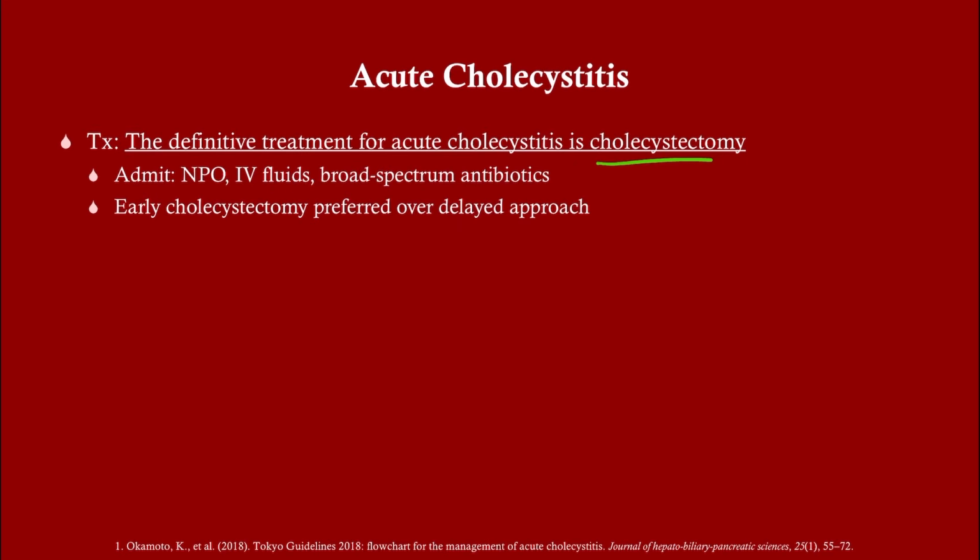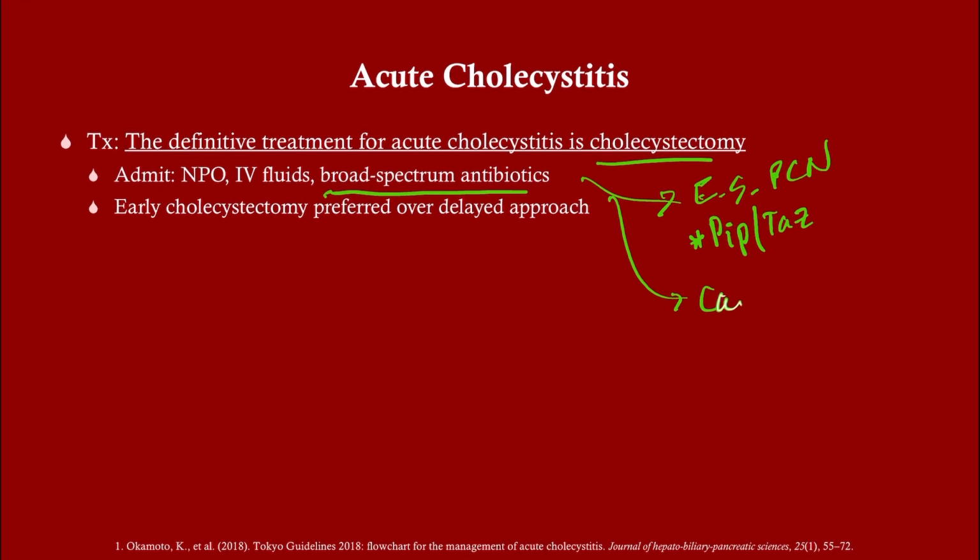Now, it is important to bear in mind with acute cholecystitis, this is an infection, so we do broad spectrum antibiotics. You can go with an extended spectrum penicillin. That would be something like piperacillin-tazobactam, for instance, or you can go with a carbapenem. Both of these provide really good coverage of gram-negatives and anaerobes, so this would be something like meropenem. Okay.